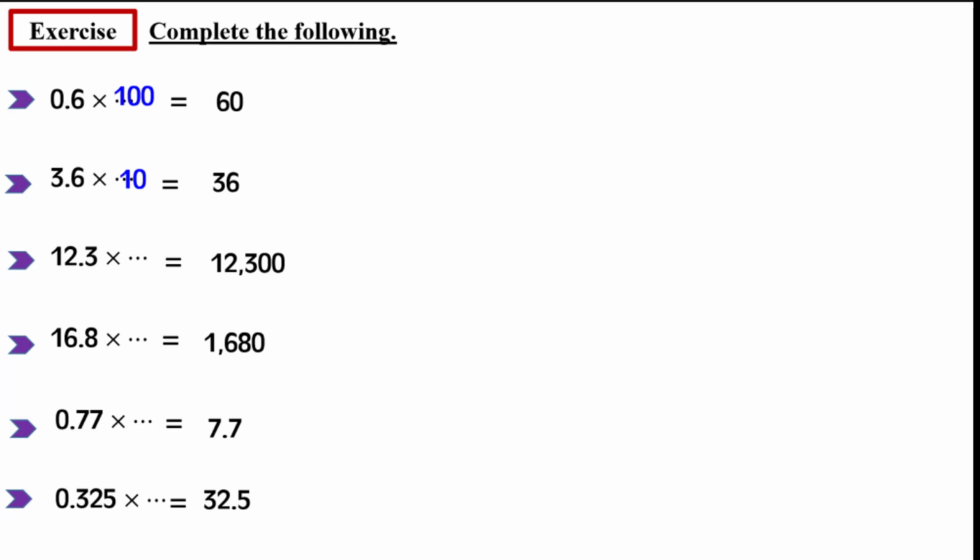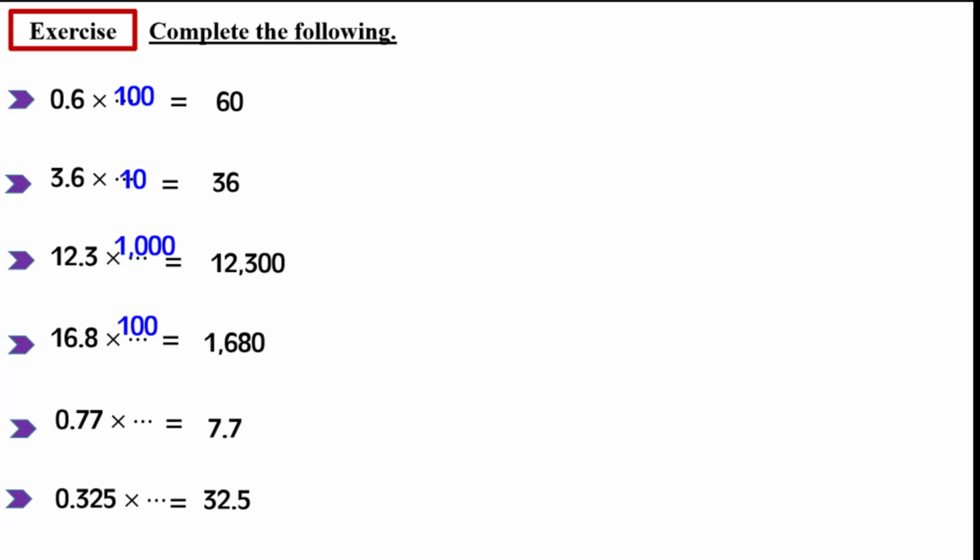Yes, times 10. 12.3 times what equals 12,300? Ask yourself, how many decimal places did we move? We moved 3, and inserted 2 zeros, so we moved 3 decimal places. Then we multiply by 1000. 16.8 times what equals 1680? Ask yourself, how many decimal places did we move? We moved 2 and inserted 0, so we moved 2 decimal places, multiplying by 100.